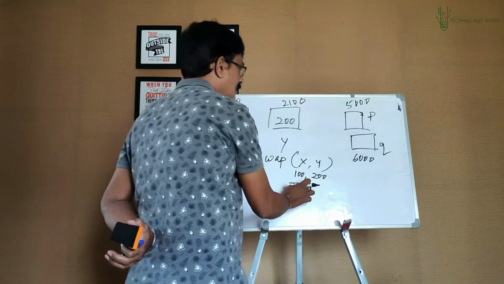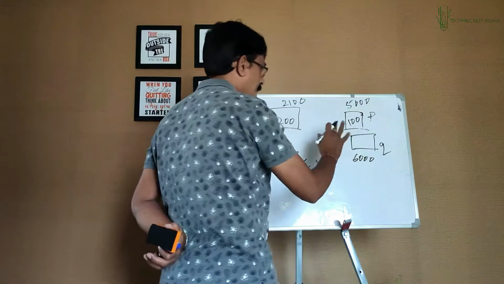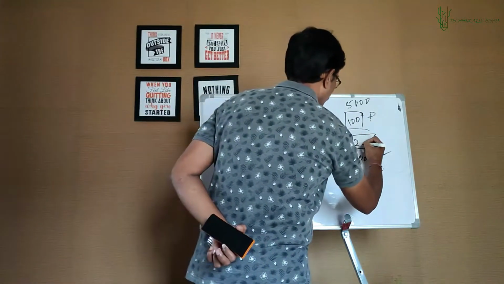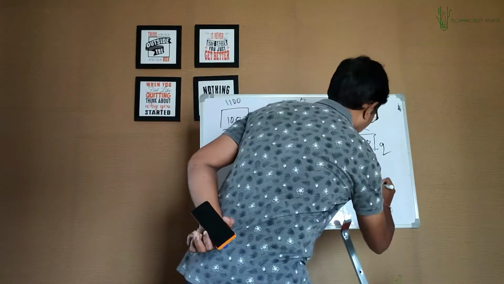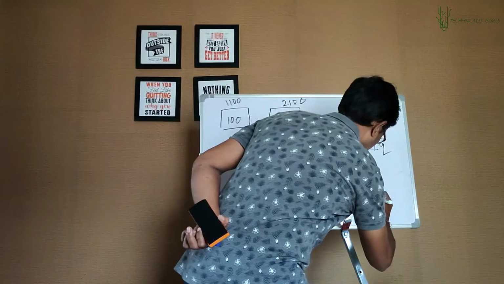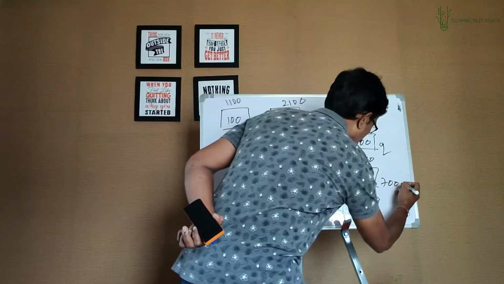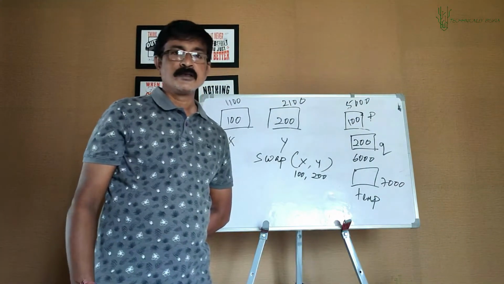Alright. Now 100 will be received by p. So p will have the value 100. Mind it, it's a value p is having because p is an integer type variable. Q will have the value 200 here. Got it? Okay. And you have a third variable, that is temp. Let's say at the location 7000. Okay. Now the code says what?